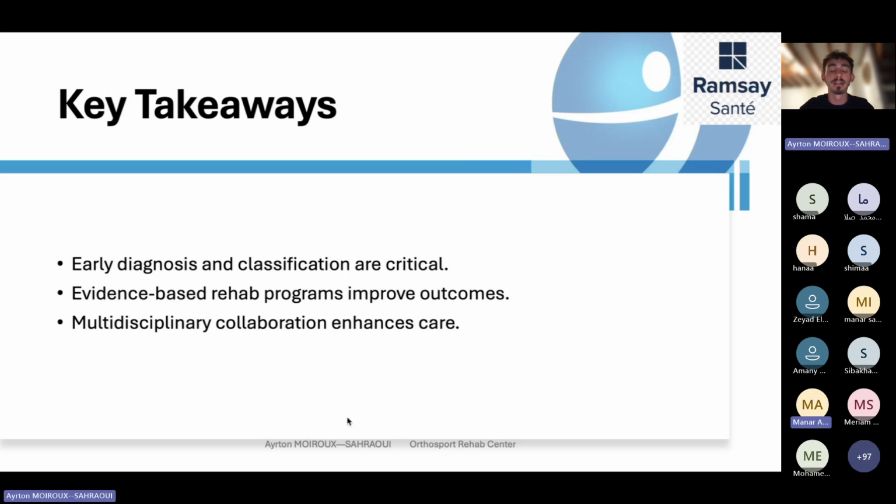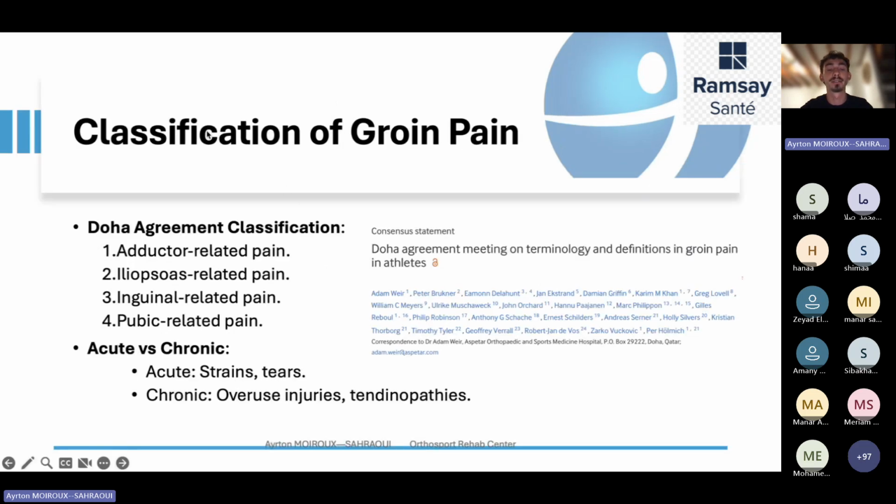Yeah, that's a good question. That's a really good question. Because at the beginning, I talked about the groin pain classification of DOA. And in here, if you look at it, they're not talking about hip pain as well. Okay? They're not talking about any pelvis pain. That's really the groin area that we are talking about.